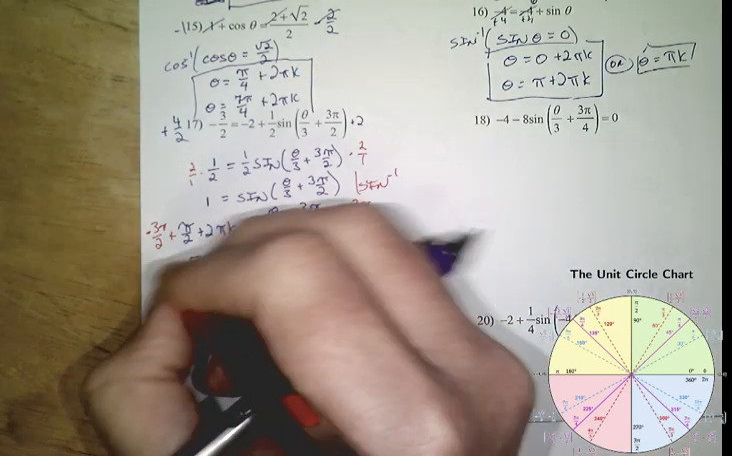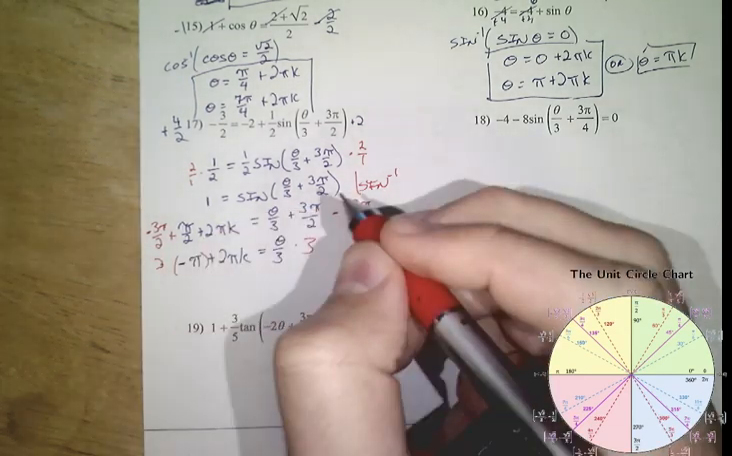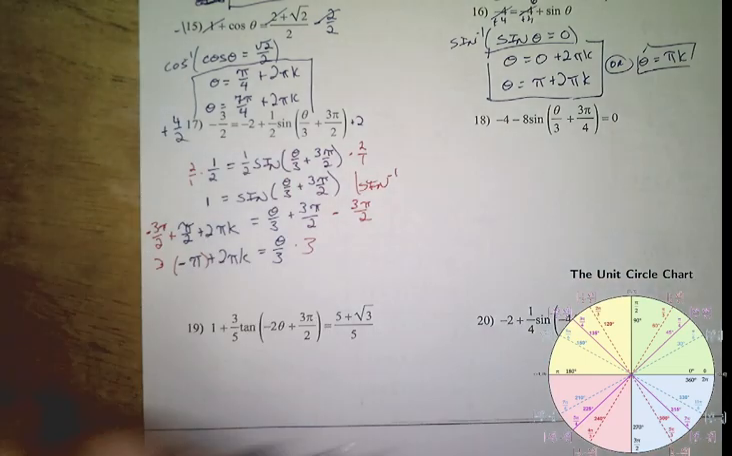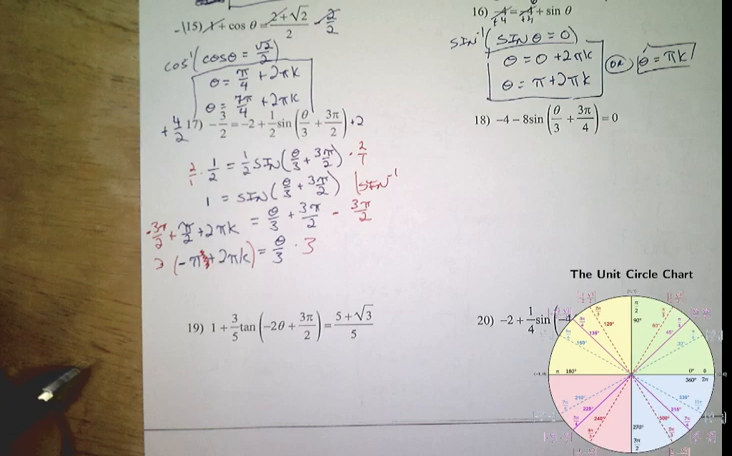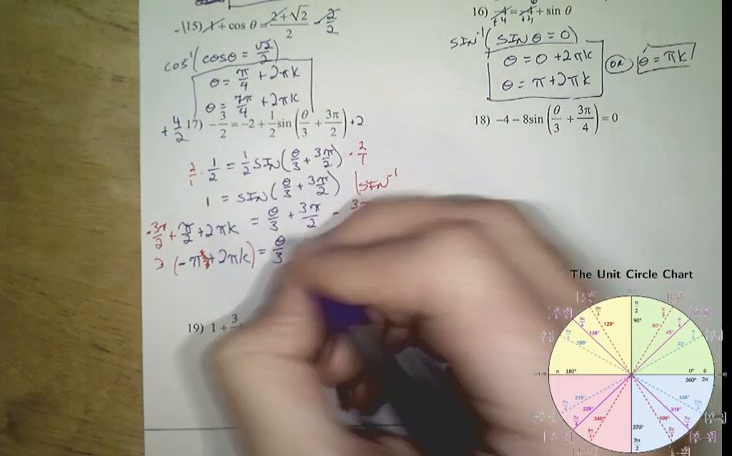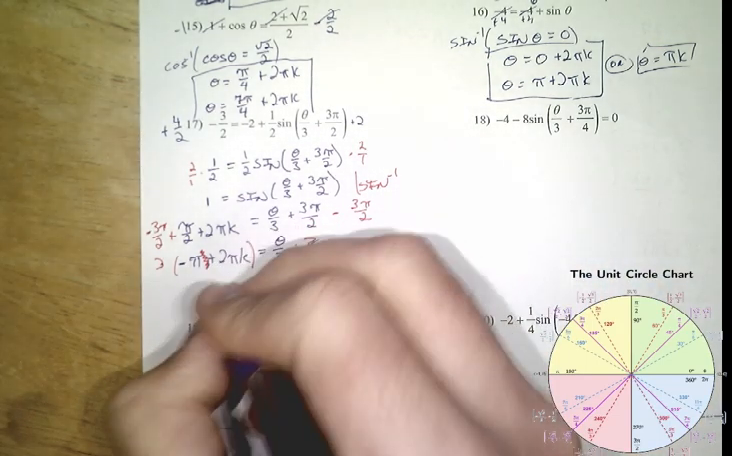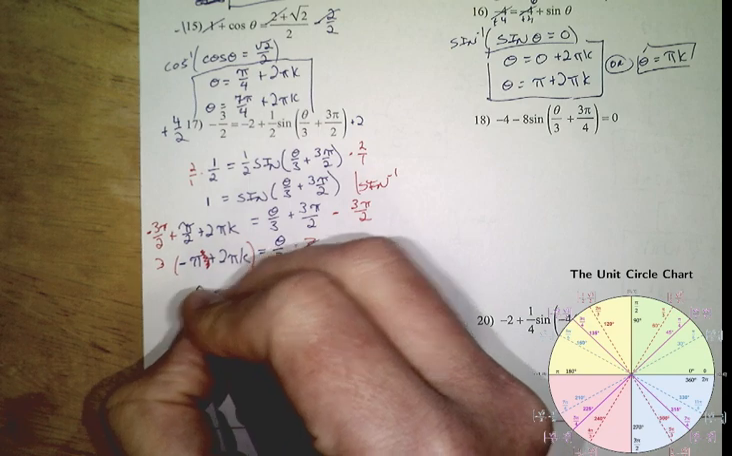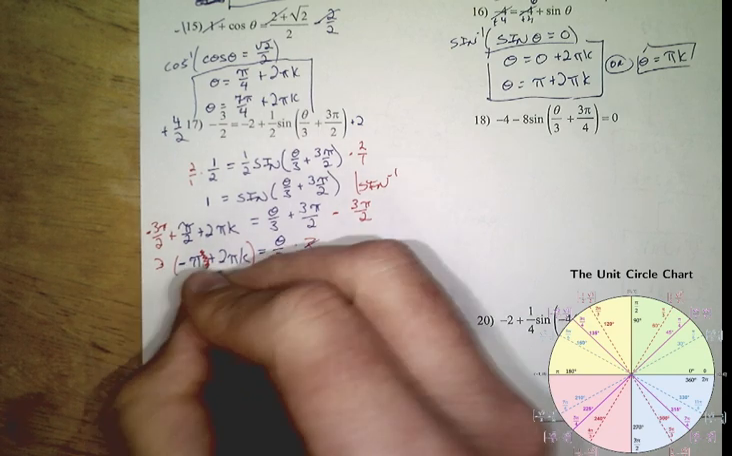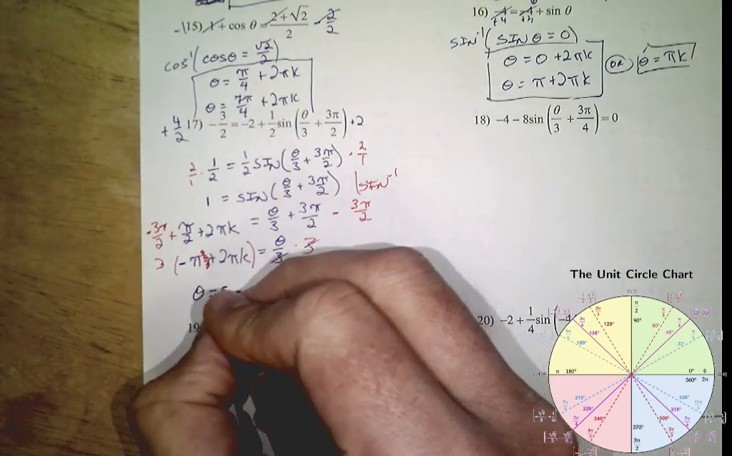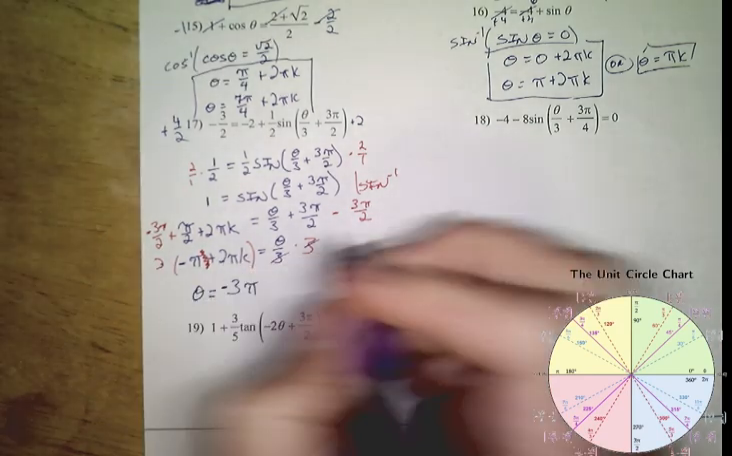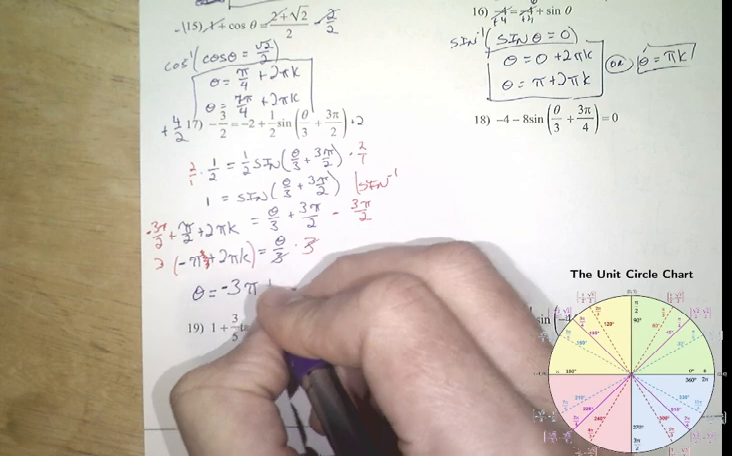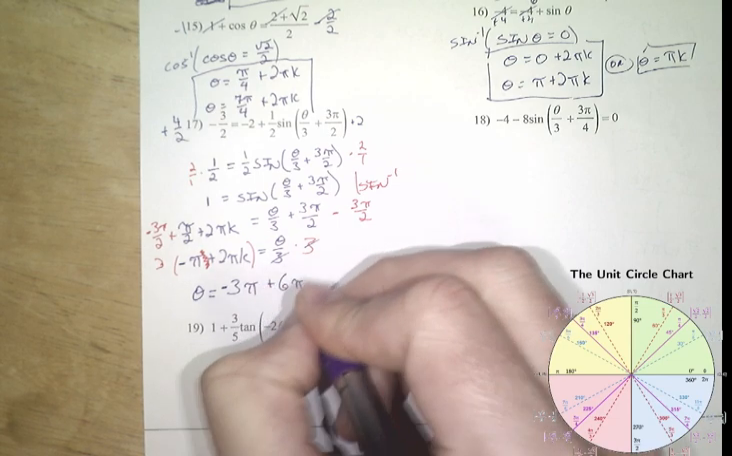Multiply both sides by 3. Oh, I need to make it those big parentheses. Got to multiply the whole side by 3. So those will cancel out, leaving theta is equal to 3 times a negative pi is negative 3 pi. 3 times a positive 2 pi k is plus 6 pi k.